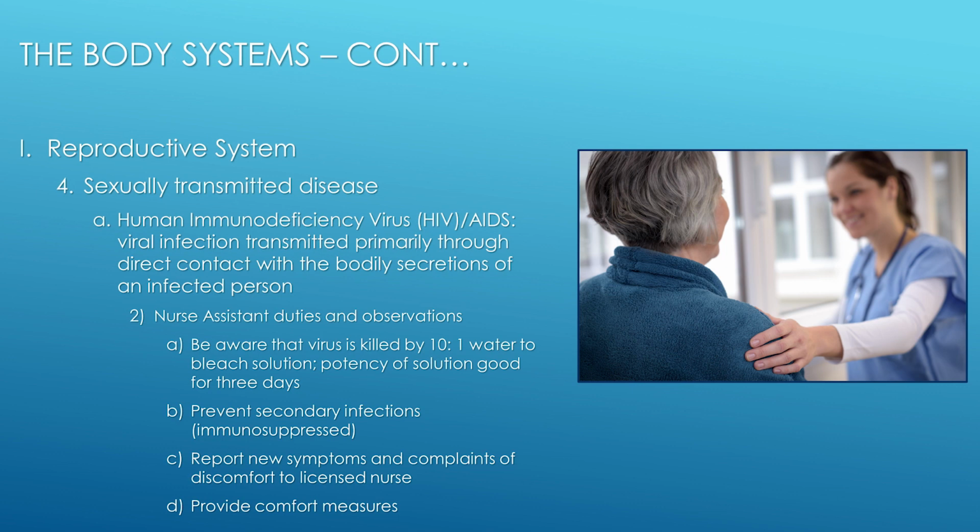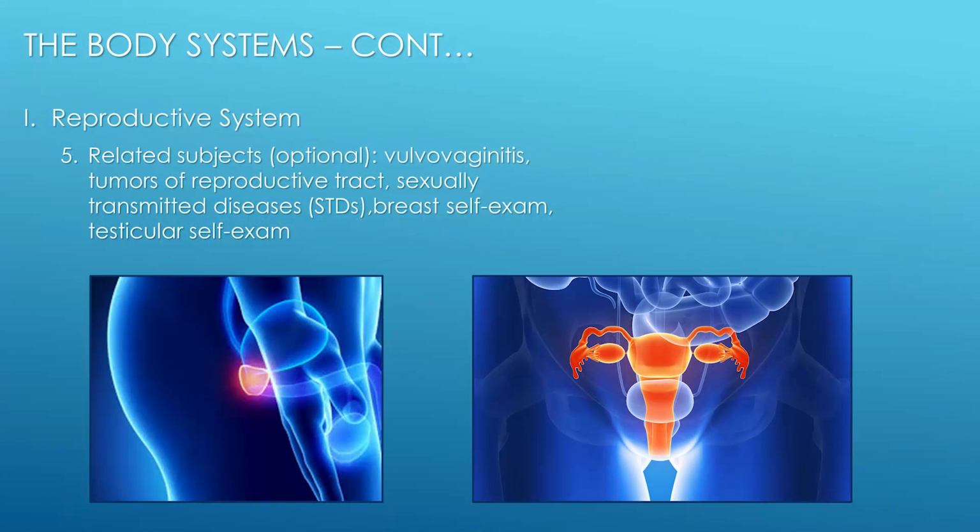Be aware that the virus is killed by 10:1 water to bleach solution. Potency of solution good for 3 days. Prevent secondary infections. Report new symptoms and complaints of discomfort to a licensed nurse and provide comfort measures. Related subjects: vulvovaginitis, tumors of the reproductive tract, sexually transmitted diseases, breast self-exam, testicular self-exam.